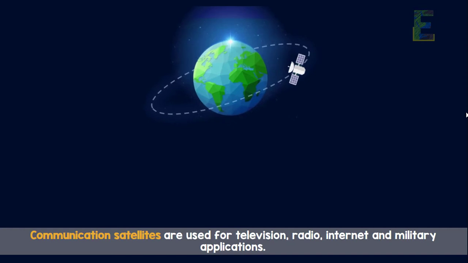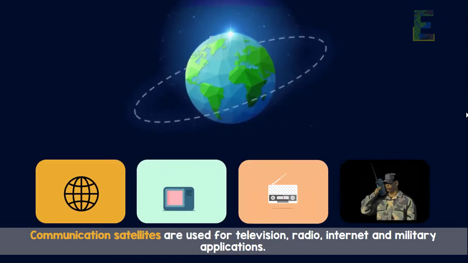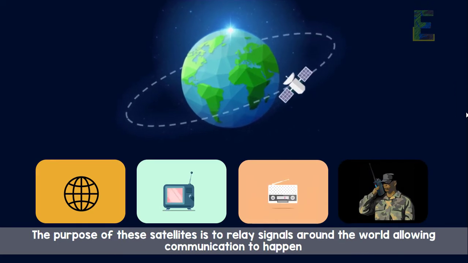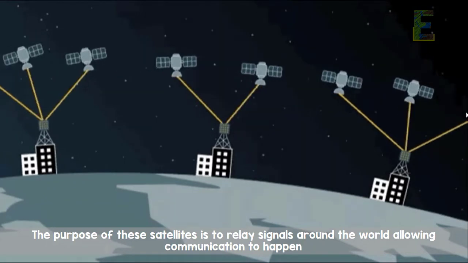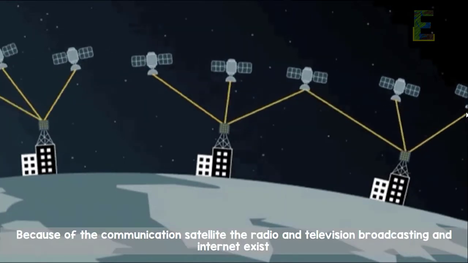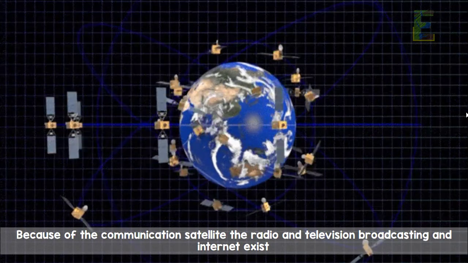Communication satellites are used for television, radio, internet, and military applications. The purpose of these satellites is to relay signals around the world, allowing communication to happen. Because of the communication satellite, radio and television broadcasting and the internet exist.